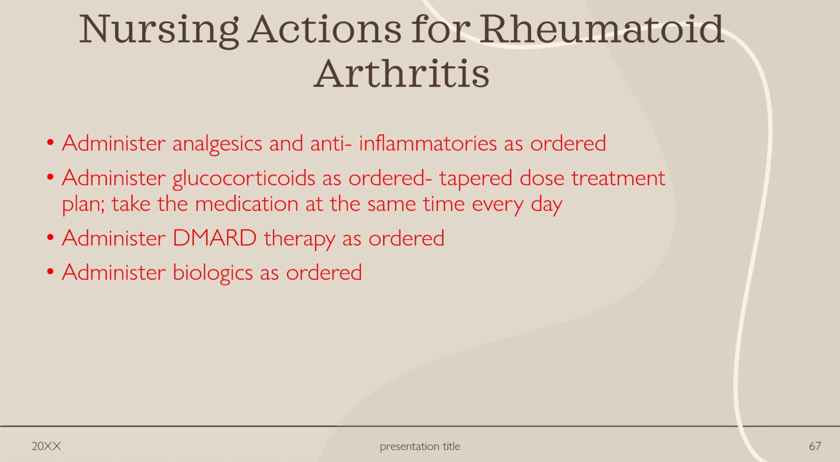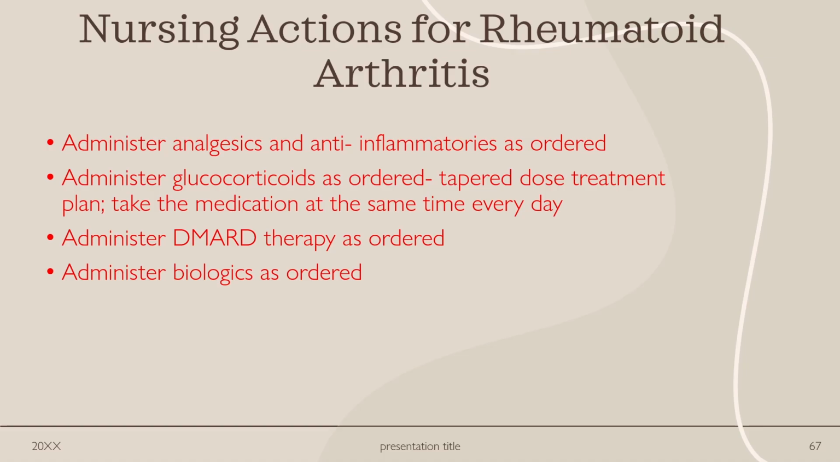So some nursing actions for rheumatoid arthritis. Ladies and gentlemen, please listen up. You are going to want to pay attention to this slide. Administer analgesics and anti-inflammatories as ordered. Administer those glucocorticoids as ordered.